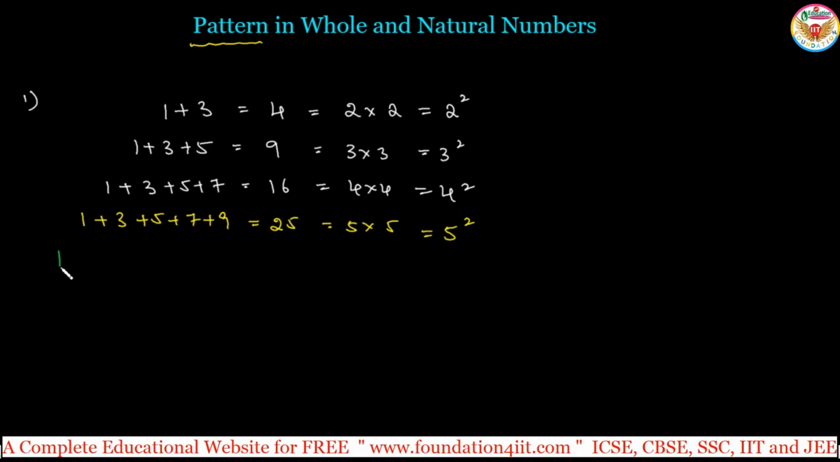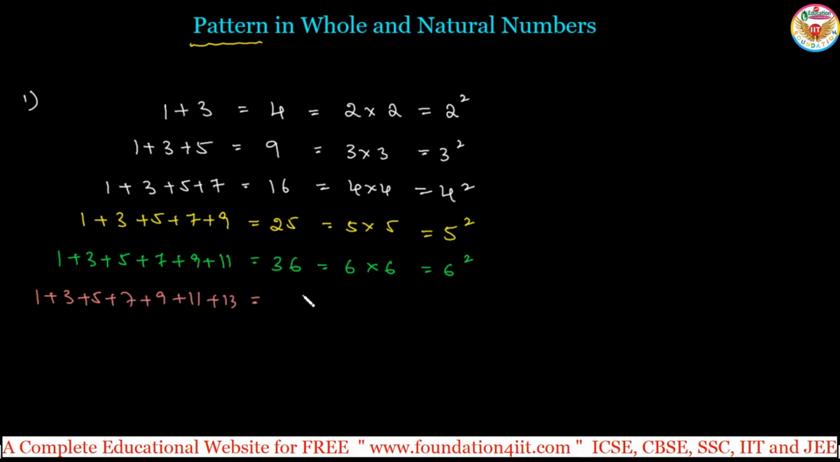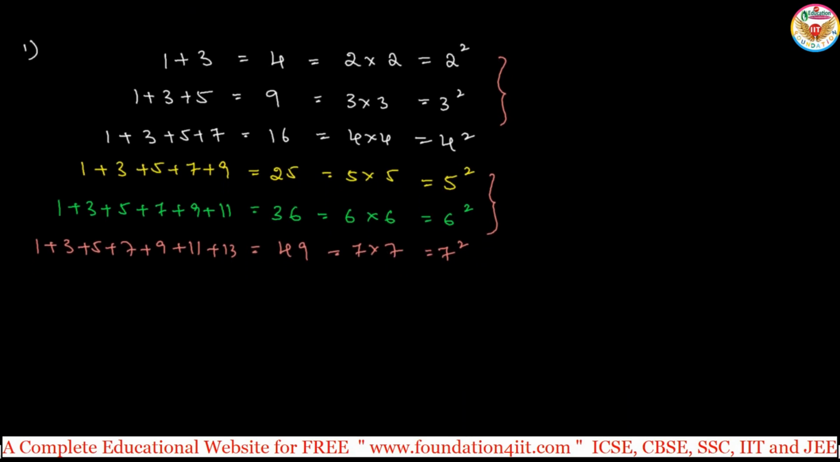Same way, 1 plus 3 plus 5 plus 7 plus 9, the next odd number is 11. So 6 odd numbers. That value is exactly 6 square, because 36 is 6 into 6. Same way, if you observe 1 plus 3 plus 5 plus 7 plus 9 plus 11 plus 13, 7 odd numbers, its value is 7 square, that is 49. So it's 7 into 7. The first 3 are given, and based on that the next ones can be made. This is one simple pattern.